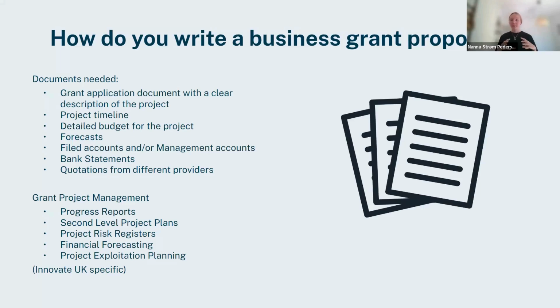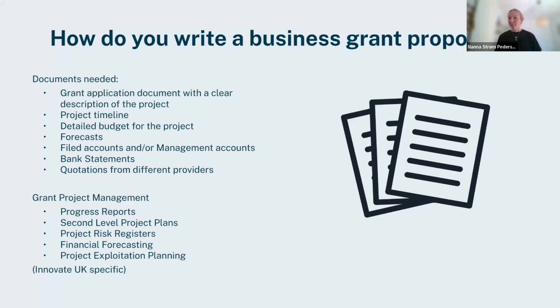So I've just taken a very simple Innovate UK grant as an example, and for that you'd need the grant application in itself with a clear description of what the project is, what the objectives are, what we get out of it, and so on, and therefore the project timeline. Often it has to last between, let's say, 3 to 6 months. You need to show you'll have that ready within those months. And then you have the detailed budget, which I think most of you would be able to put together, as well as forecast.